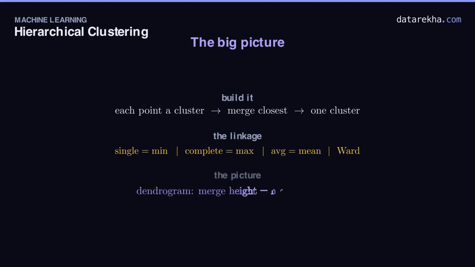Every merge is recorded in a dendrogram, where the golden rule is that a bracket's height equals the distance at which it merged. Tall means far apart. And to finally choose your clusters, you cut the tree at a height and read off however many branches you cross. One tree, every k, and the cut is the only decision left. That's the whole elegance of hierarchical clustering.